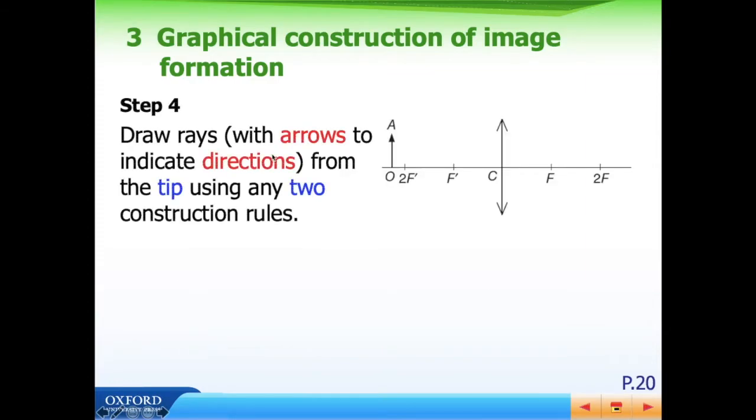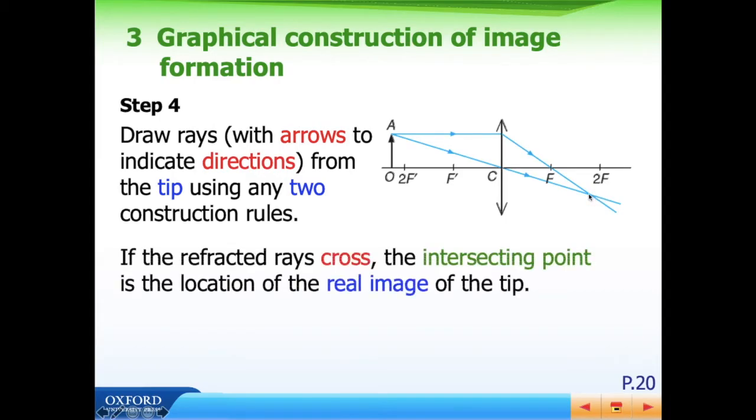Okay, now step number 4: we draw rays with arrows to indicate directions from the tip using any 2 construction rules. In this step, you are now going to use the construction rules that you learned in section 2. Here we have this one: our ray is parallel to the principal axis, so it will refract towards the focus. We also have a ray passing through the optical center. Here it will not refract, and in this case you have an intersecting point somewhere there. This is the intersection here.